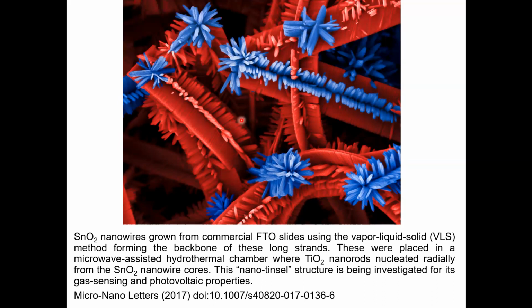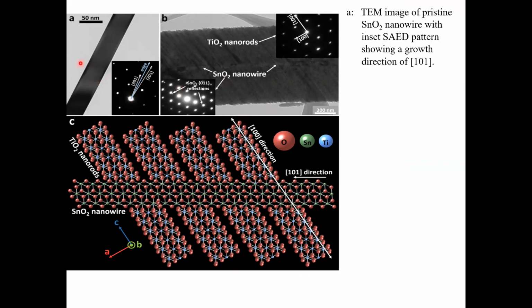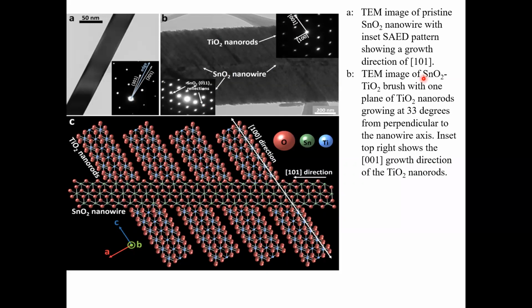So in electronics applications, people are looking for this kind of nano-hetero structure. If you look at the details, we did all the details of the TEM images of pristine tin dioxide nanowire. And you can see, from electron diffraction, we can figure out the direction of the tin dioxide that we grow on the FTO substrate as 010, and then we do the cross-sectional TEM.